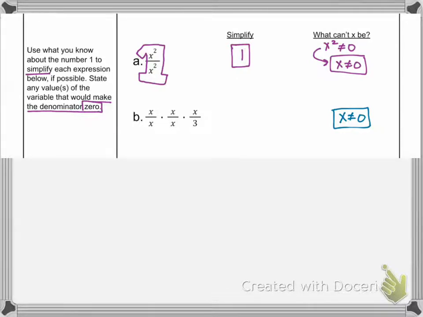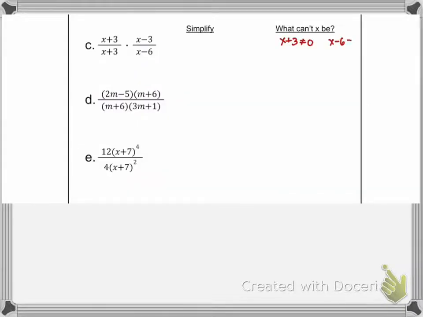Then I'm going to look for any giant 1s. Notice that all 3 of these terms are touching with multiplication, and so that means I'm good to go to eliminate if I have some giant 1s. I'm going to draw a giant 1 around both sets of x over x, and what I'm left with is just x over 3. So my solution here is x over 3 with the special condition that x cannot equal 0.